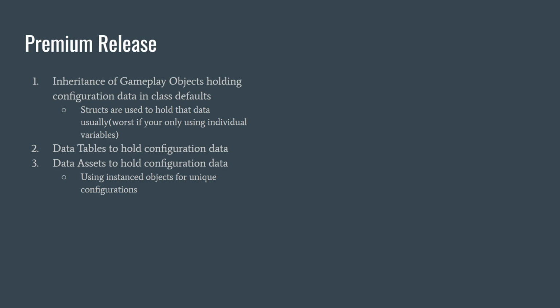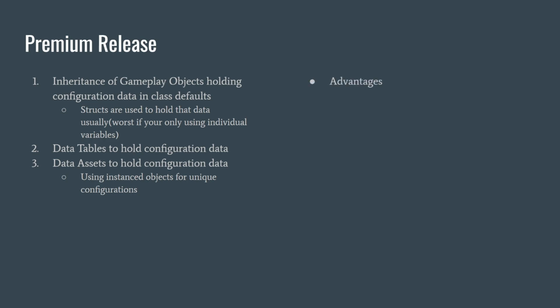Another really powerful thing you can do with both data tables and data assets and gameplay objects is using instanced objects as unique configurations. You can have a configuration object that can be subclassed, you add variables to it, and then those new variables show up in the data asset or data table when you're selecting which instanced object to use. I know that was a lot of information, it may have sounded like word soup. I hope that was clear to everyone, but it's a lot.